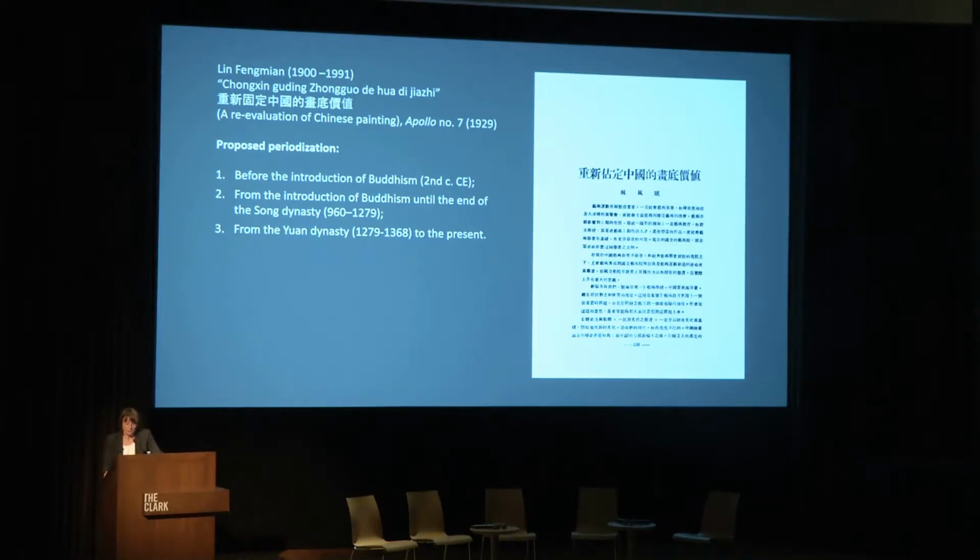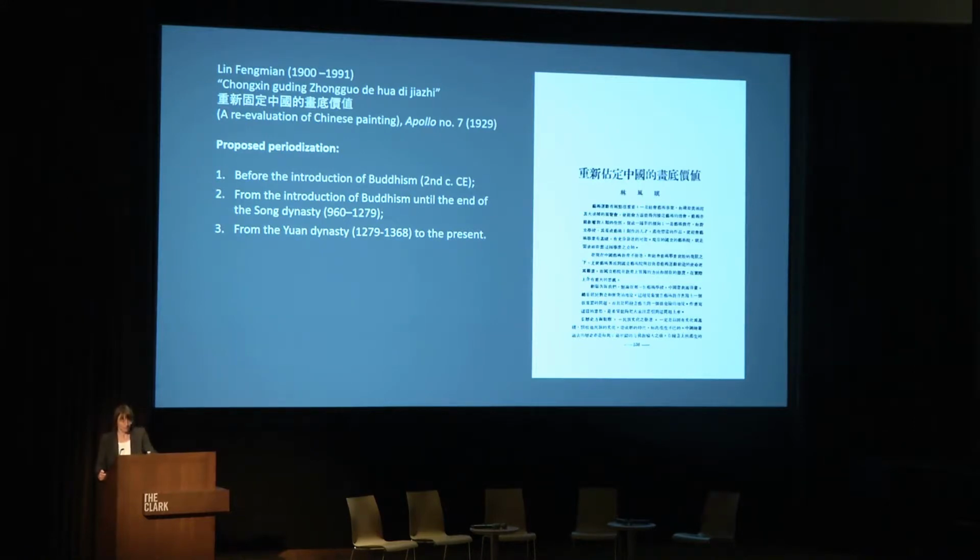Lin Fengmian too builds his argument around Buddhist art and the connection from Greece via Gandhara into China, but he stretches the link even further. First, he compares different periodizations in recent historiography by Western, Chinese, and Japanese authors, and then he proposes an entirely new periodization. So the first period would be before the introduction of Buddhism in the 2nd century of the Christian era, and before this time, painting had mainly decorative functions, according to Lin.